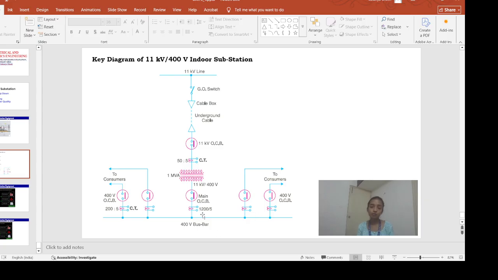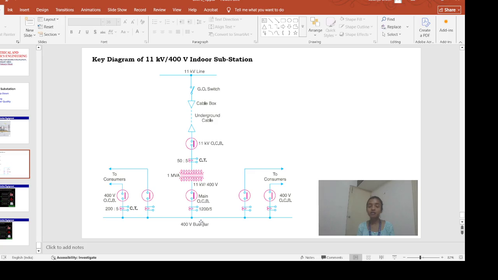Okay, so if you see here, the rating is 1200 by 5, but if you calculate, it is 200 is to 5. So here the current is 200, 200, 400, and here 200, 200. Let's say it is also like 400. So 400 plus 400 is 800, but here the current transformer rating is 1200. So the entire rating of the transformer is not used by these consumers, right?